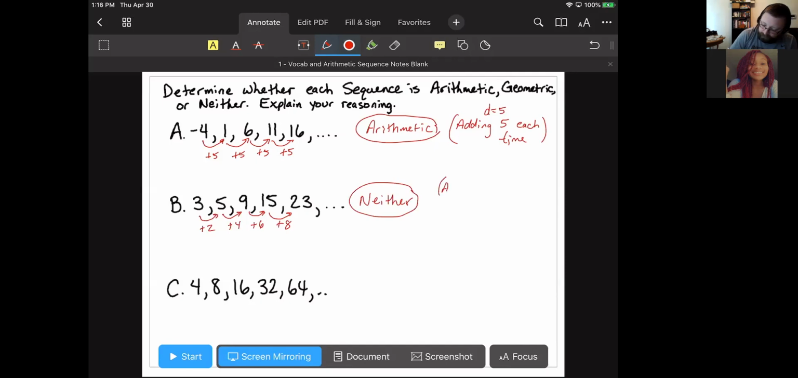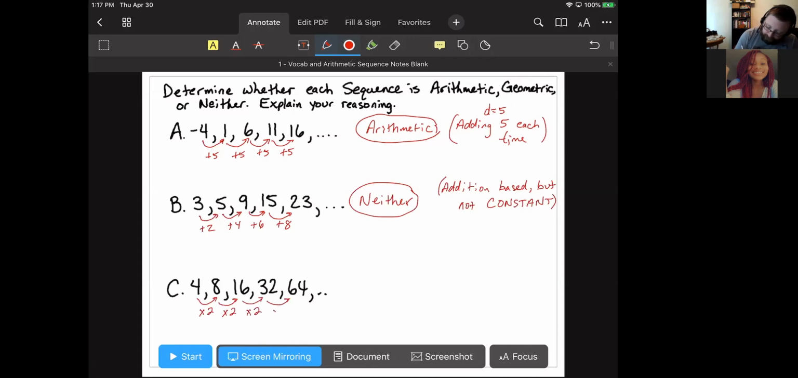Okay? It's an addition-based pattern, but since that is not always the same number being added, it does not fit the description of arithmetic. Okay, it has to be the same number added every single time for it to be an arithmetic sequence. So since there is a pattern that's addition-based, that's cool. It's great that we can find the pattern, but it has to be the same number every time or it is not arithmetic.